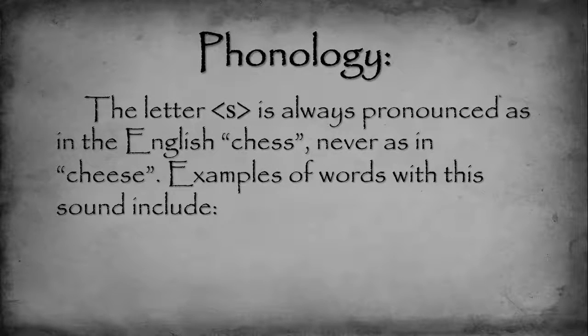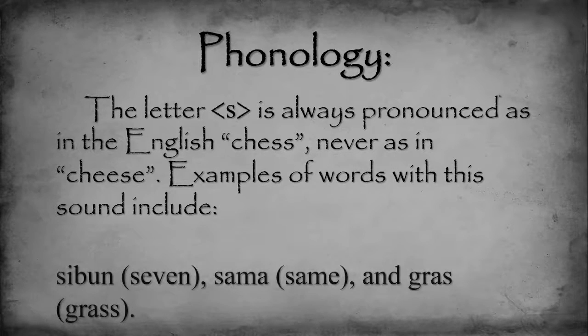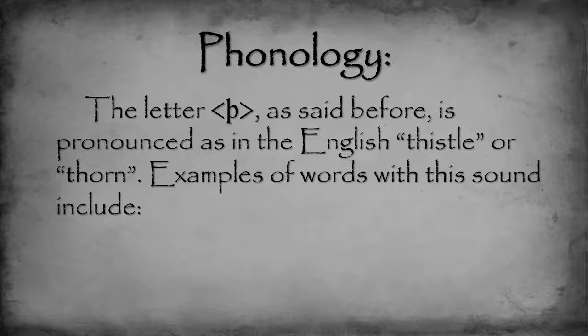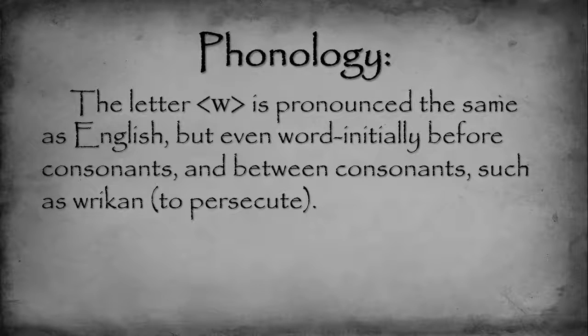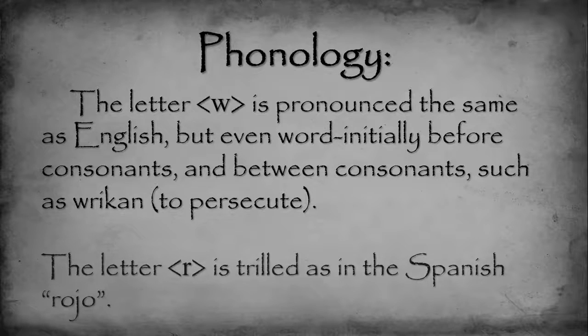The letter S is always pronounced as in the English chess, never as in cheese. Examples of words with this sound include sibun, meaning seven, sama, meaning same, and gras, meaning grass. The letter thorn, as said before, is pronounced as in the English thistle or thorn. Examples of words with this sound include aiþ, meaning oath, þliuhan, meaning to flee, and tunþus, meaning tooth. The letter W is pronounced the same as English, but even word initially before consonants and between consonants, such as wrikan, meaning to persecute. The letter R is trilled as in the Spanish rojo.